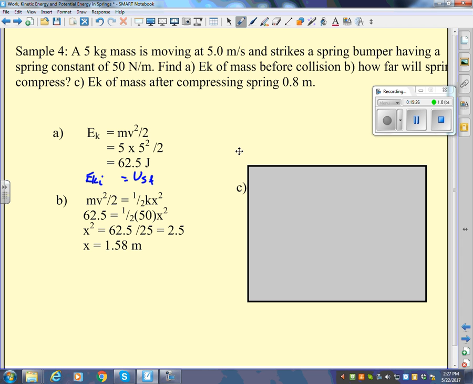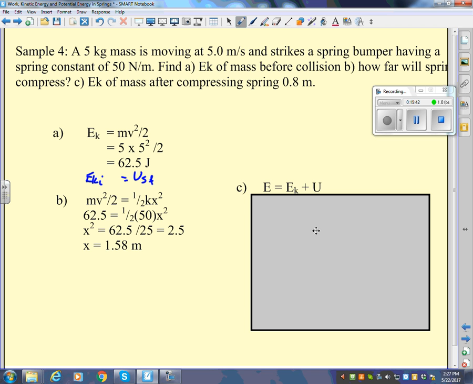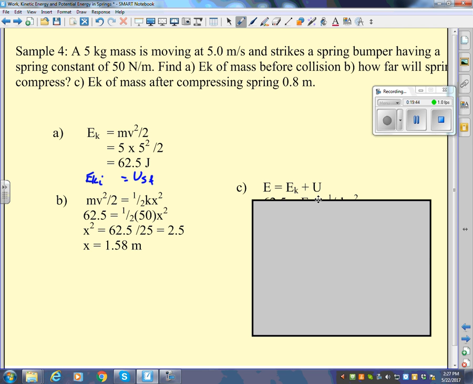Okay, so now the kinetic energy of the mass after compressing the spring only 0.8 meters. If it were to stop, it would have to go to 1.58. It's not stopping, it's only going to 0.8. How much kinetic energy, or in other words, how fast is it moving when it's still only compressed 0.8 meters? So I'm going to write ET, total energy, is the kinetic energy plus the spring energy, US.